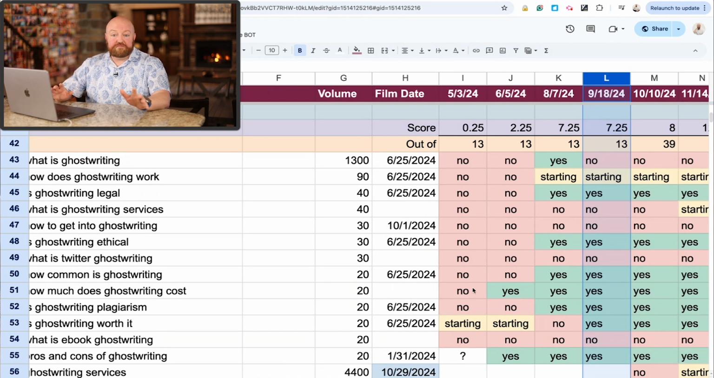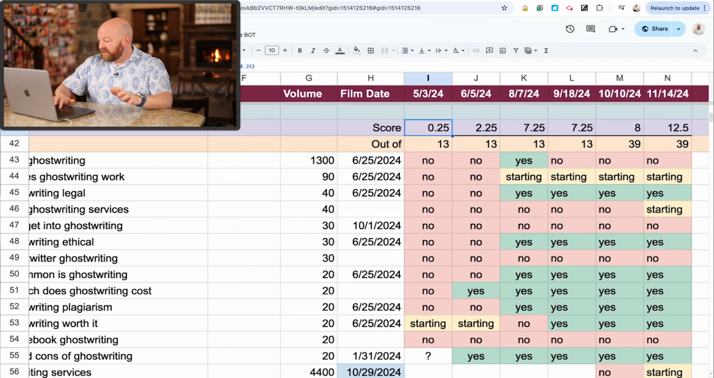And then no means that he doesn't show up. And so that's a score of 0. So in total, we had a score of 0.25 in May. By June, we had a score of 2.25 because we had some yeses. By August, we had a score of 7.25, same in September. By October, a score of 8, and by November, we went up to a score of 12.5.